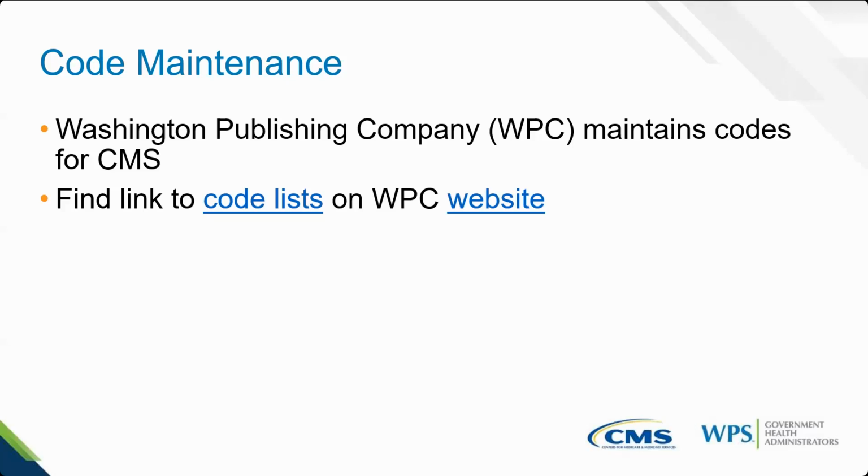Sometimes the providers remark that the code is cryptic, or they may even be out of date. For example, some of the code messages include outdated acronyms, but WPS-GHA is not able to address this. It does need to go through the Washington Publishing Company because they do maintain those codes for CMS.